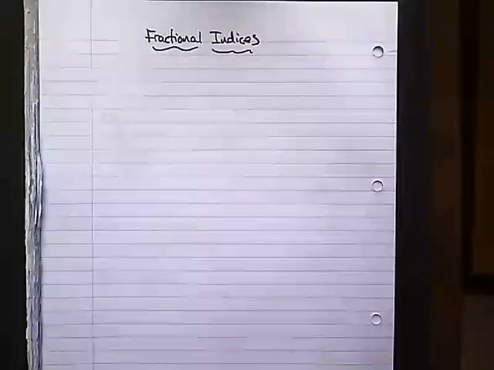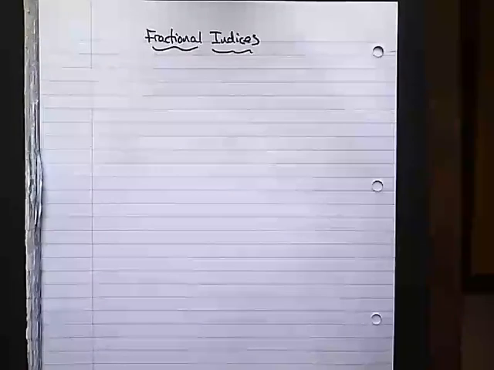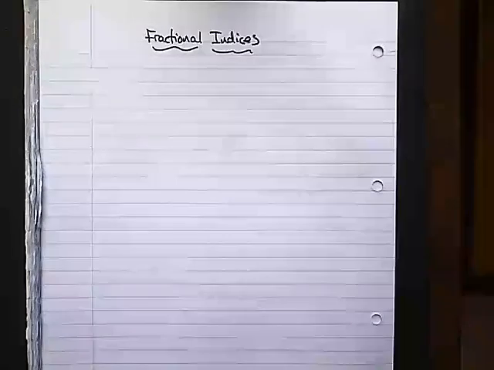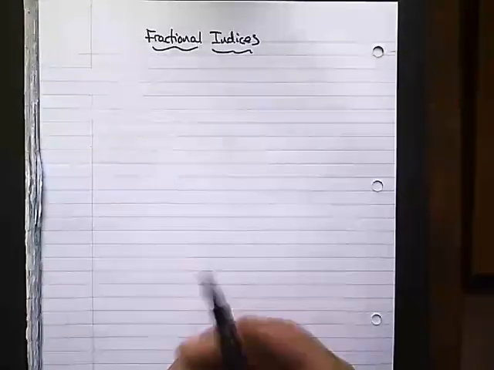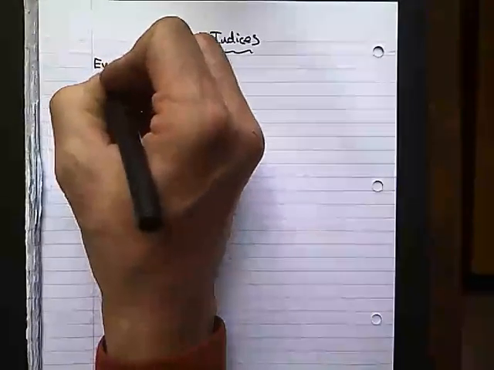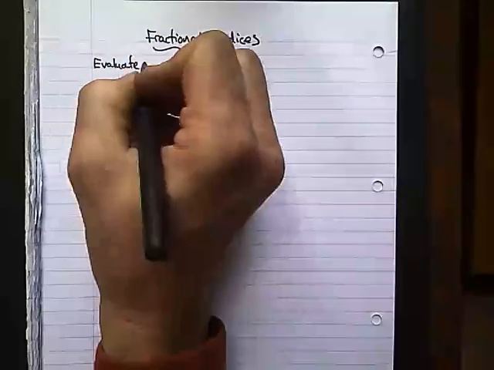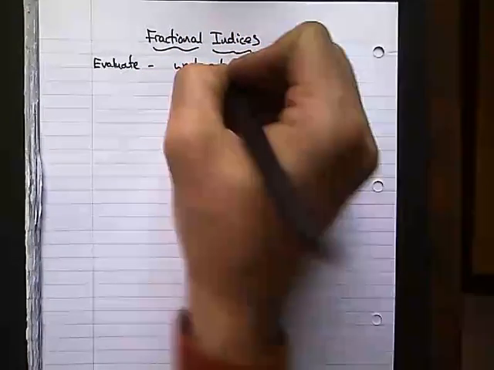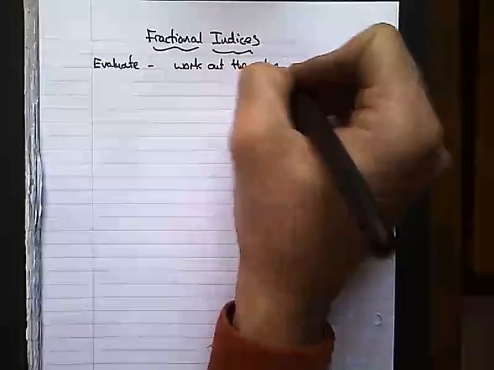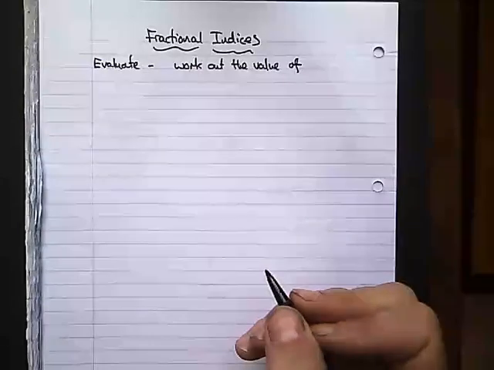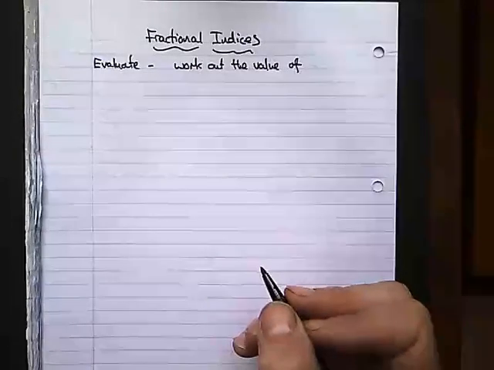So today we're going to look at fractional indices. They're not that hard if you can remember the methods. So the best way to do this is to look at a few examples. Right, first example. So the kind of question you will get when it's to do with numbers is evaluate, and that just means work out the value of. So it might give you an answer as a number, or it might give you an answer of a fraction. It depends on the question, really.